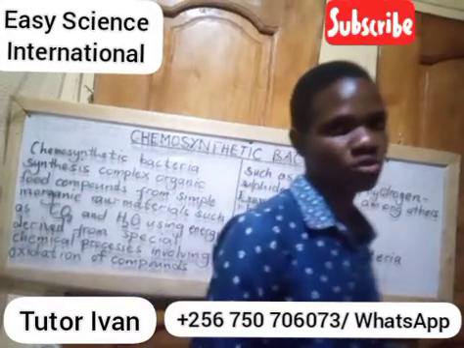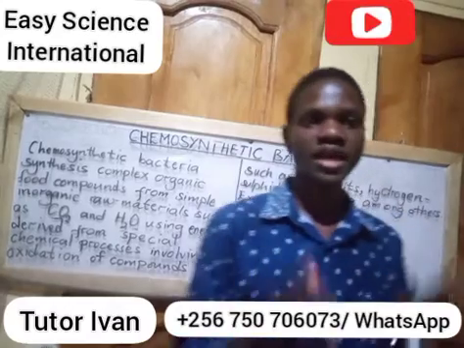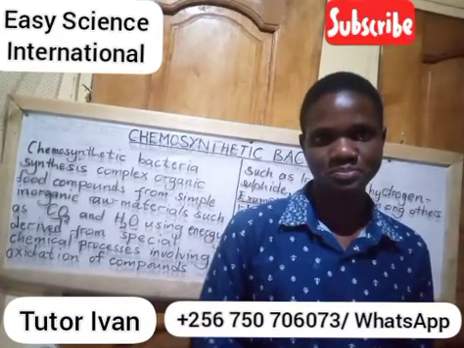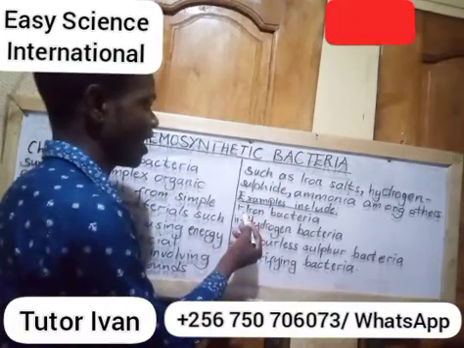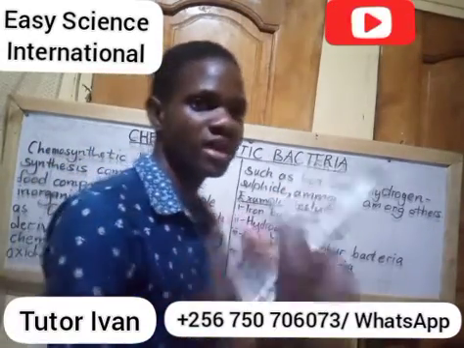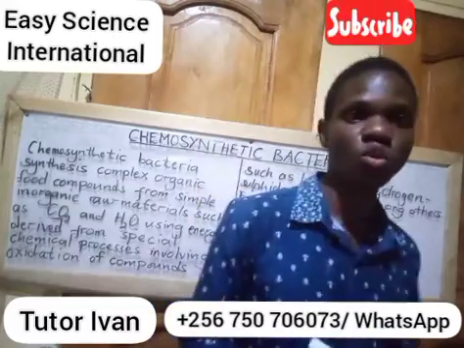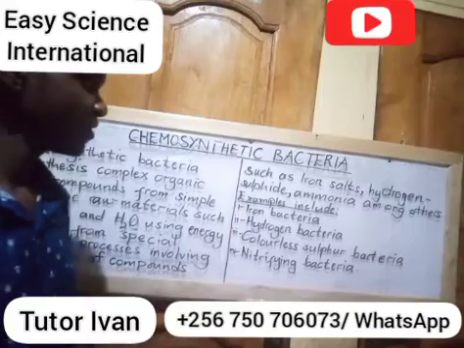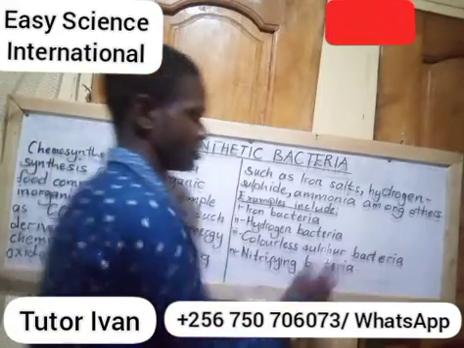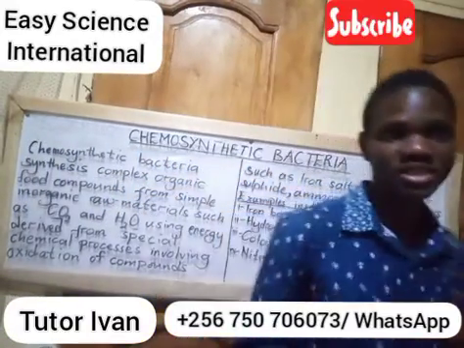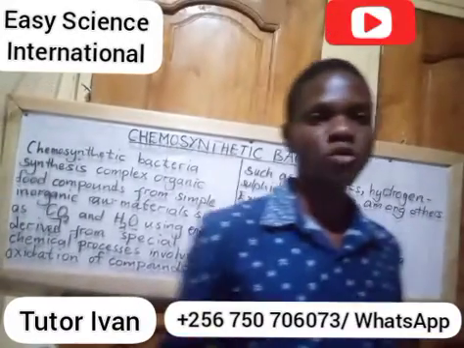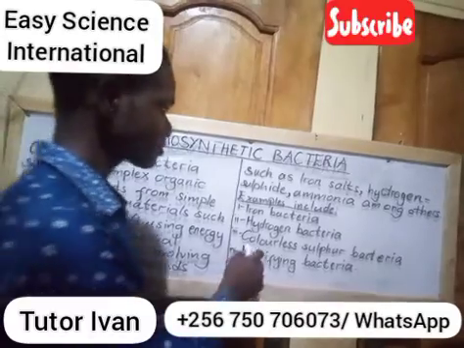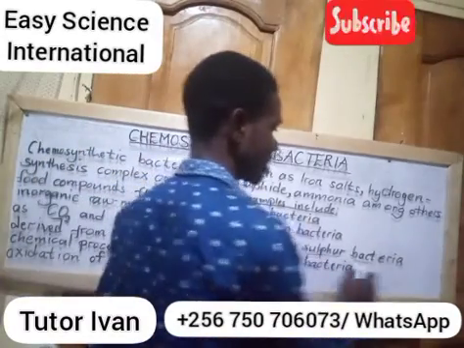Yes, so for that case, we want to look at some of the types or the examples of chemosynthetic bacteria. Well, example number one are the iron bacteria. These ones obtain their energy from oxidation of the iron salts, hence their name iron bacteria. Then the other example is the hydrogen bacteria. Well, also as the name suggests, they obtain their energy by oxidizing hydrogen. Then we have colorless sulfur bacteria.